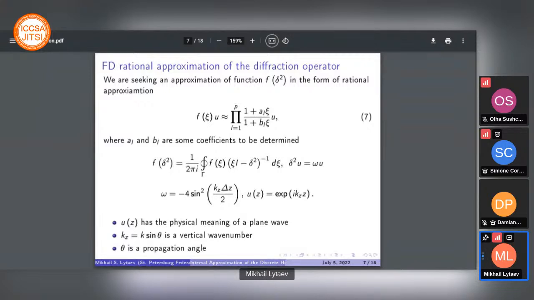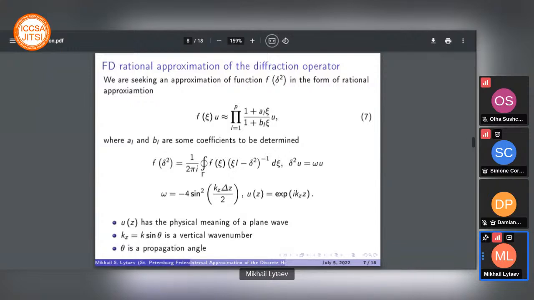Here, function u has the physical meaning of a plane wave with the specified vertical wave number. Thus, we have established the relationship between the argument of the propagation operator, transversal grid step delta z, and propagation angle theta.